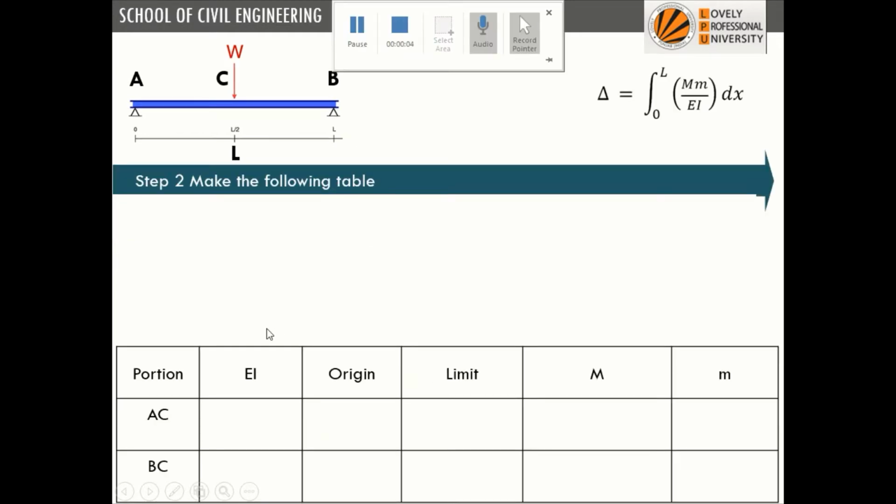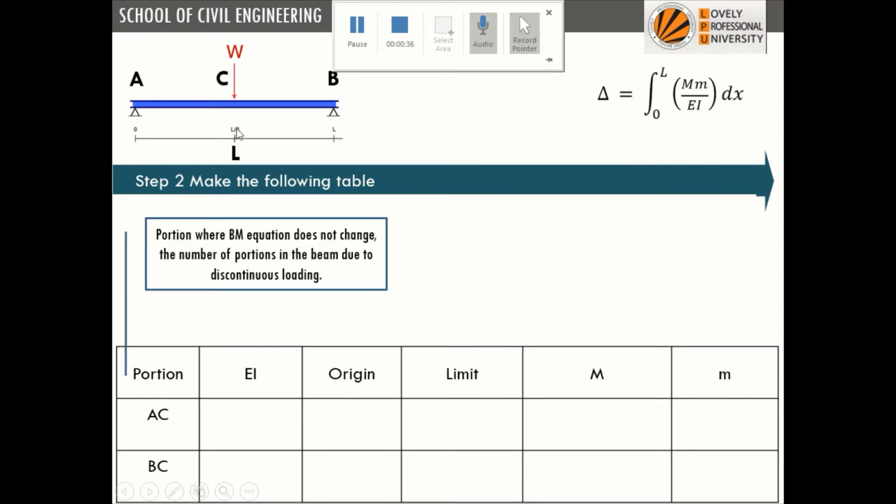A table we have to use for calculating this deflection or slope. So actually it is rewritten in this form only. Delta, that is deflection at point C, is equal to integration 0 to L capital M small m dx upon EI. So how do we write all these things? We split it up in the form of a table. First is portion, EI, that is modulus of elasticity and moment of inertia, origin, limit, capital M and small m. We'll see what this is.